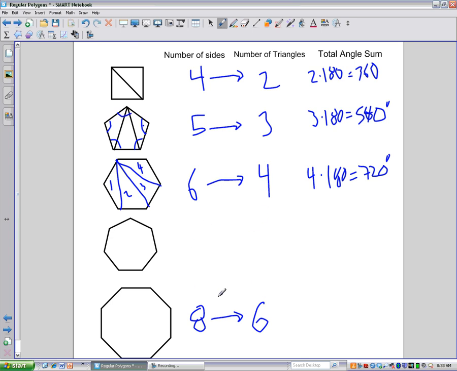The pattern seems to be that I get 2 fewer triangles than I have sides. So whatever the number of sides is, if I subtract 2, I get the number of triangles. I take that number and I multiply it by 180.